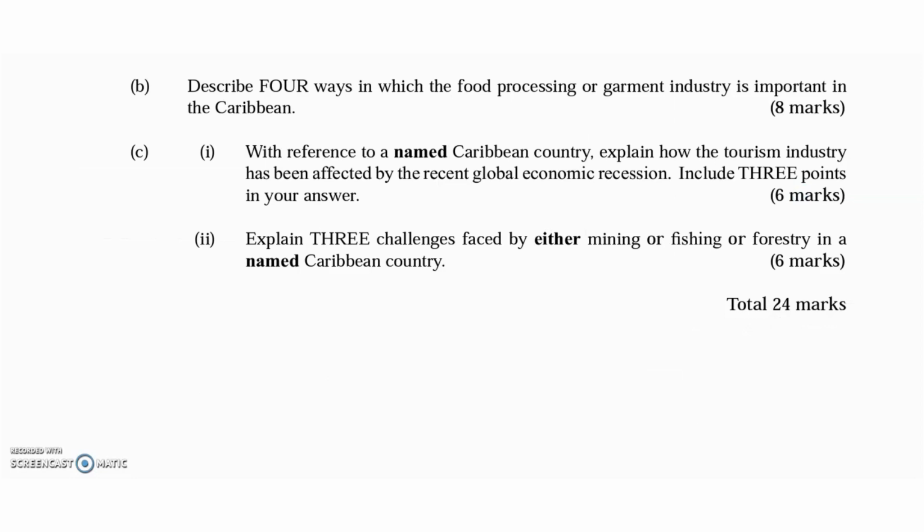All right, so part B, let us describe 4 ways in which food processing or the garment industry is important in the Caribbean. Now, folks, 2 marks for each point. 4 ways. That means we're talking about 4 points here. You can choose either food processing or garment. Do not choose both for the exam, please. They said either or.